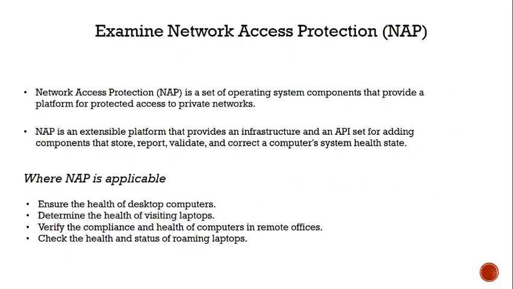So now we're talking about NAP, Network Access Protection. Network Access Protection is a set of operating system components that provide a platform for protected access to private networks. NAP is an extensible platform that provides an infrastructure and API set for adding components to store, report, validate, and correct computer system health state, right?